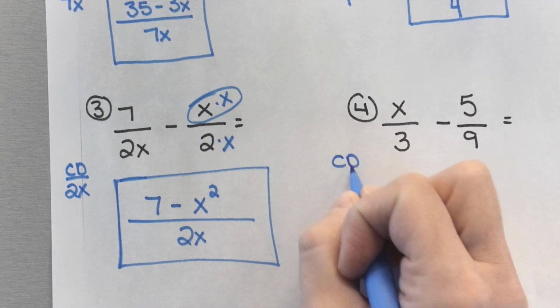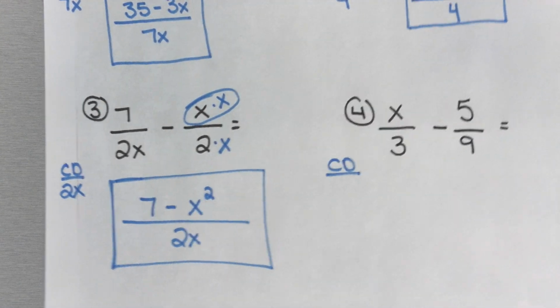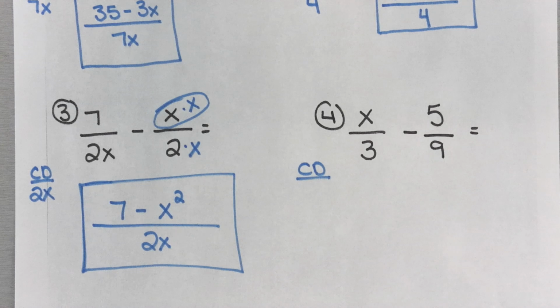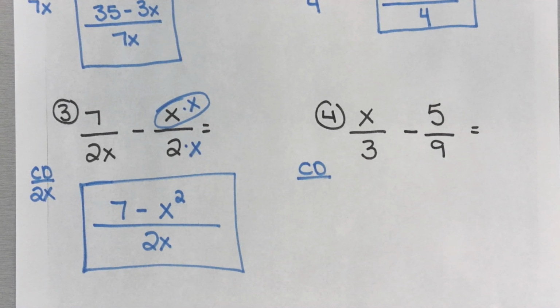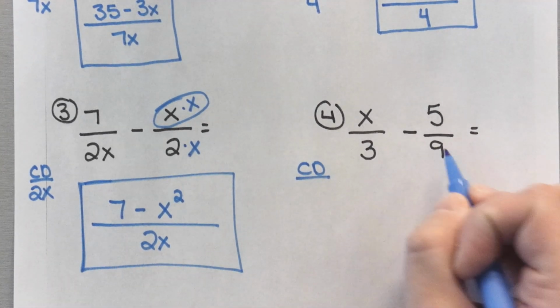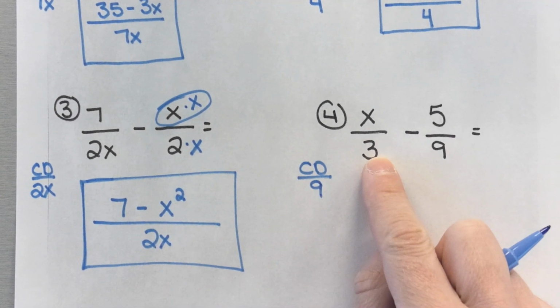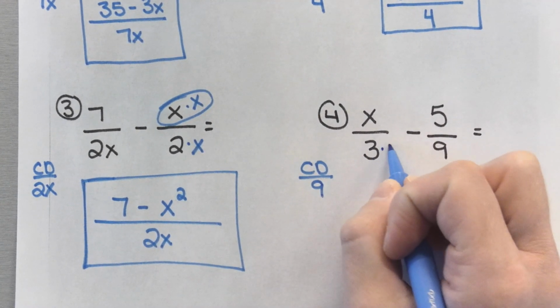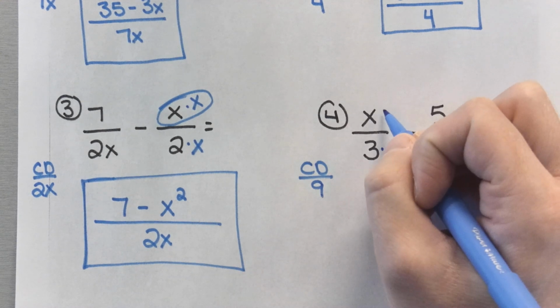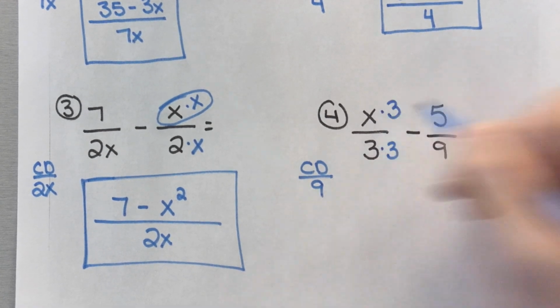All right, let's think common denominator again. What would be a good common denominator for number 4? 9, yeah, because we can't backtrack the 9 to a 3, but how can we make this 3 also a 9? Times it by 3. And if you multiply it to the bottom, you have to do it to the top as well.